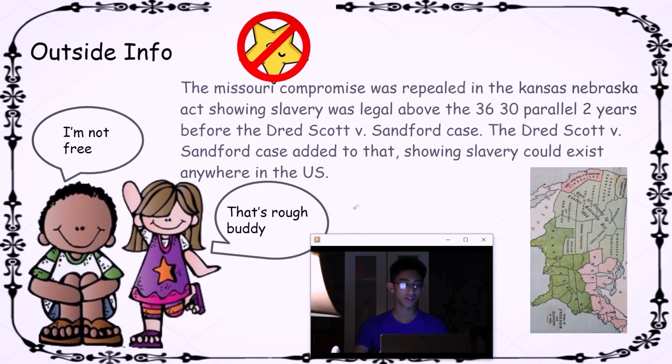Outside information. The Missouri Compromise was repealed in the Kansas-Nebraska Act, showing slavery was legal above the 36°30' parallel 2 years before the Dred Scott versus Sandford case. The Dred Scott versus Sandford case added to that, showing slavery could exist anywhere in the U.S.